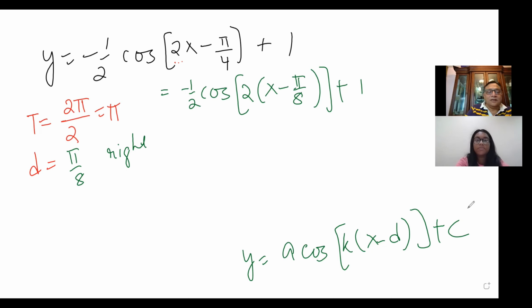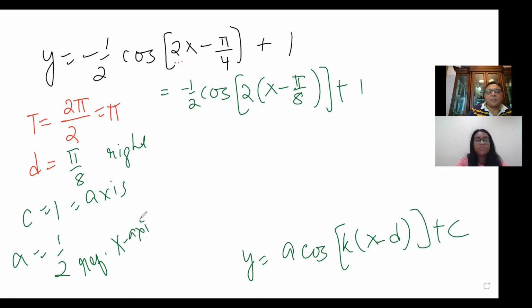Okay. So you factor, we know d, we know c is 1. That means c is also called the axis, correct? y equals 1, correct? So you understand now all this, and amplitude a is half this time. And there is a reflection on the x-axis. Is that okay? So these are all the transformations.